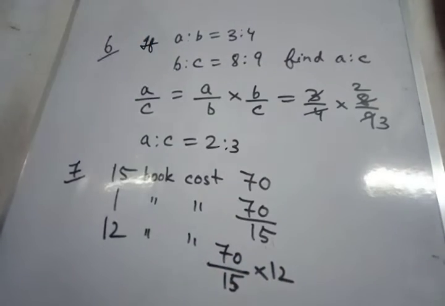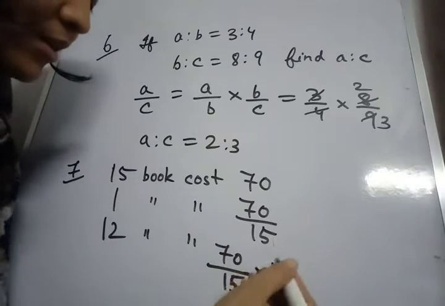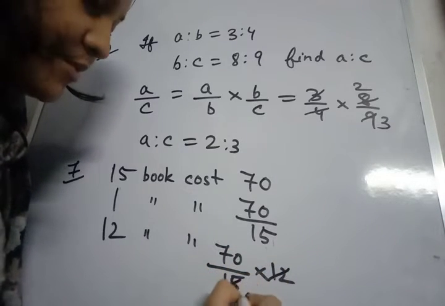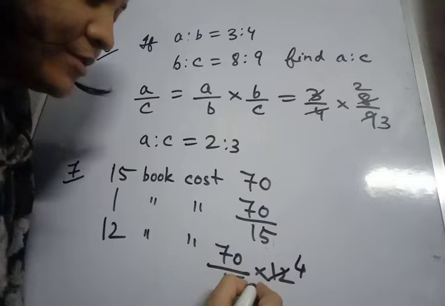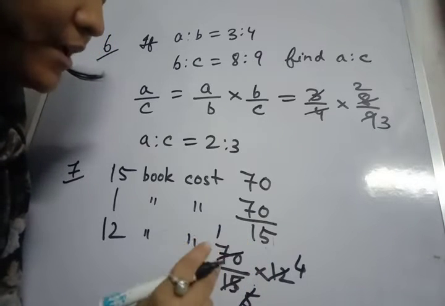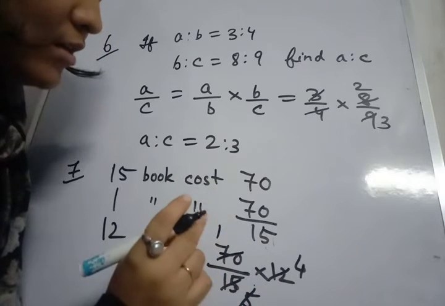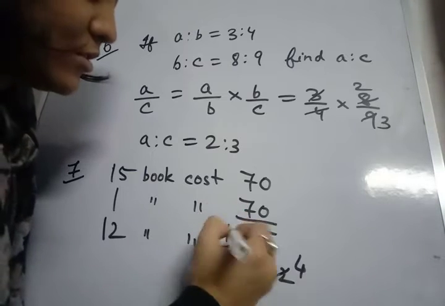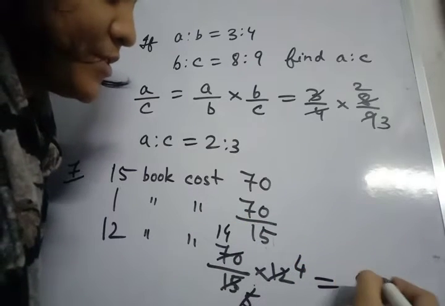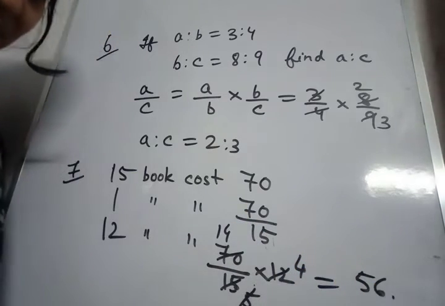Okay. If we simplify, 3 5s are 15, 3 4s are 12, 5 1s are 5, 6 and 5 4s are 56. So 56 is the price of 12 books.